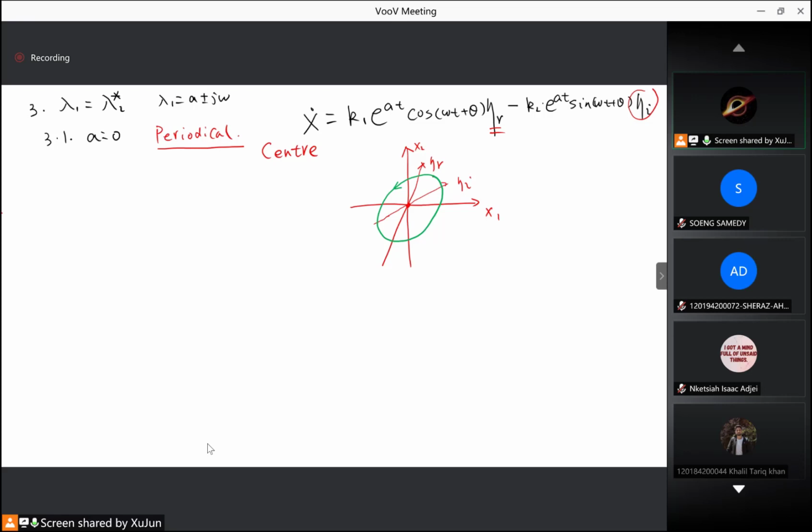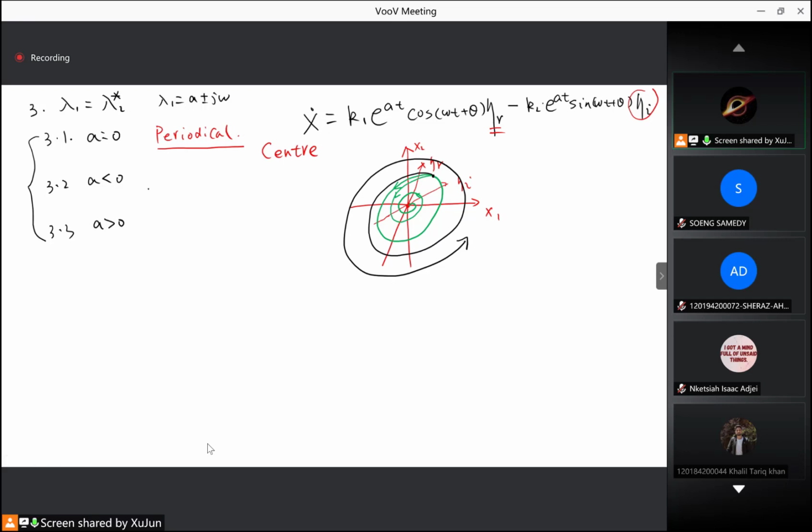And case 3.2: alpha less than 0. If alpha is less than 0, in this figure it will move from this point to 0. And case 3.3: if alpha is larger than 0, in this figure it will move, increase, and go to infinity. So these are the three subcases for lambda 1 and lambda 2 being conjugates.